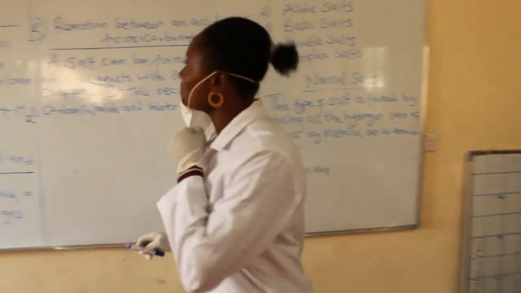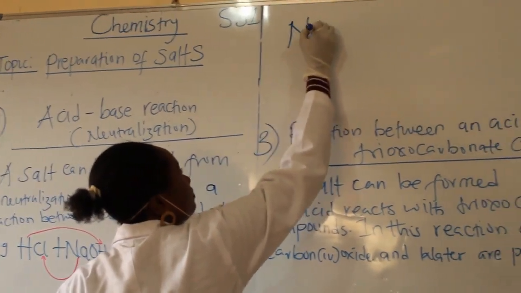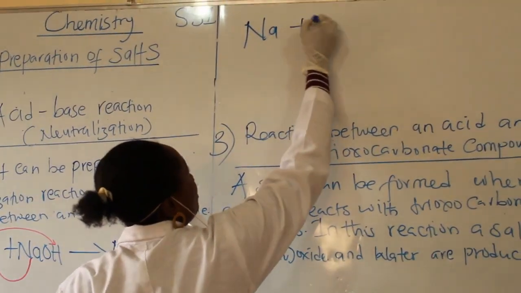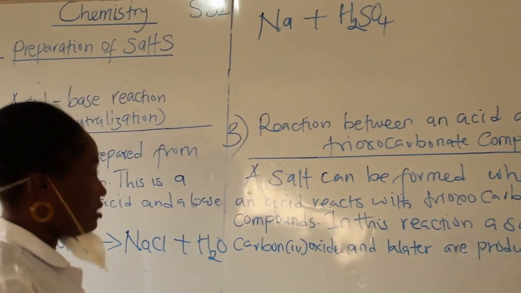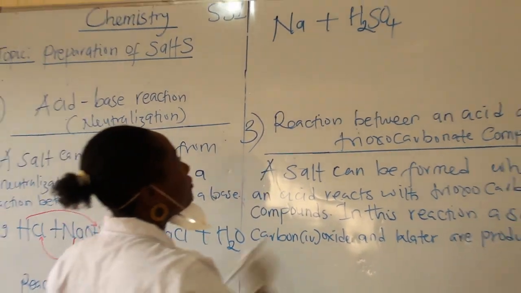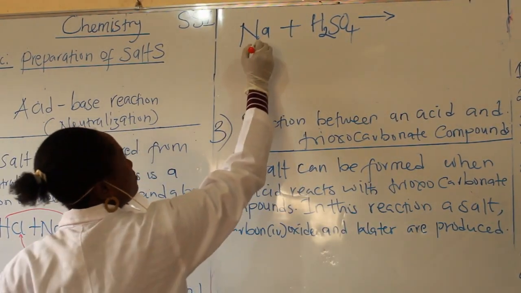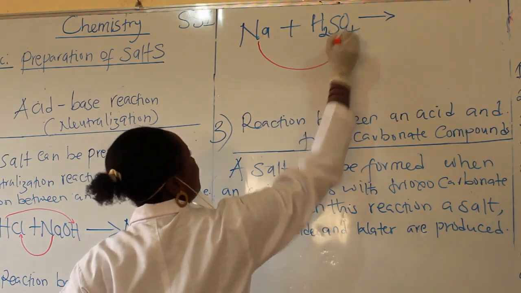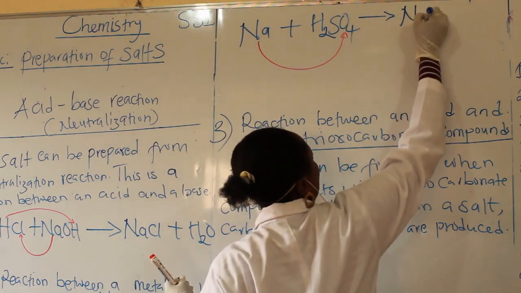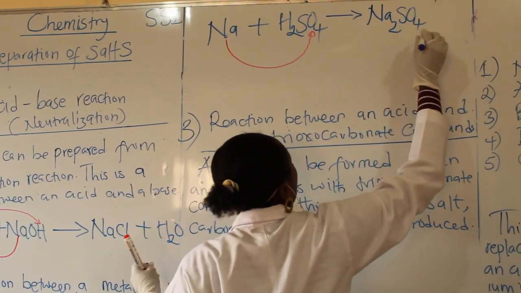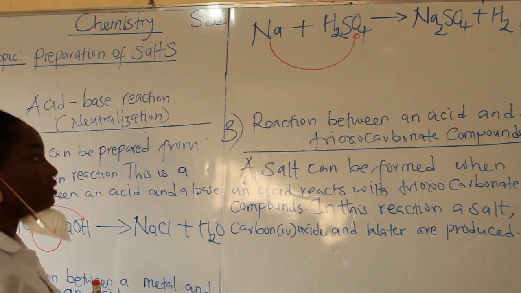Now example, before I do that, I'm going to just write the equation. So for instance, you have a metal, sodium, reacts with an acid, sulfuric acid, H2SO4, alright? Now, what will happen? The product that will be formed, so you put your arrow, and then sodium reacts with sulfate, okay? So, sodium sulfate, Na2SO4, and hydrogen gas, okay? So hydrogen gas will be produced.